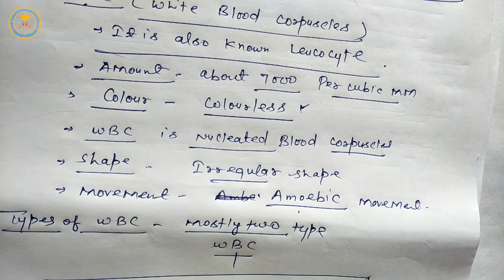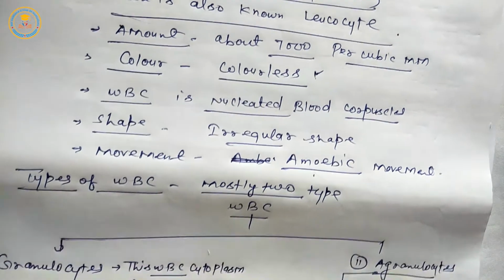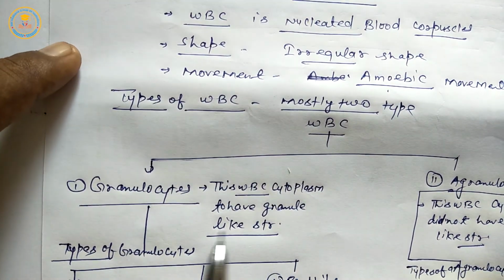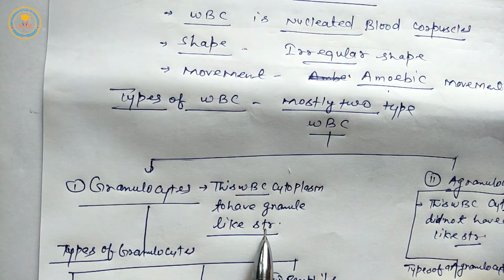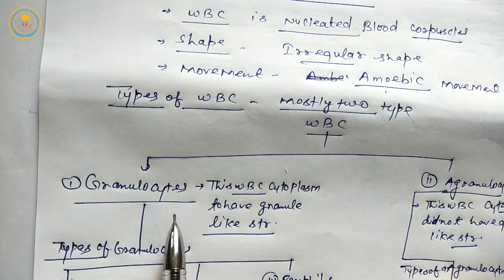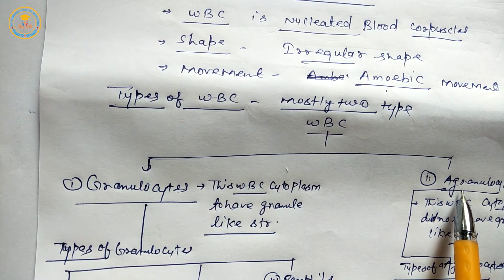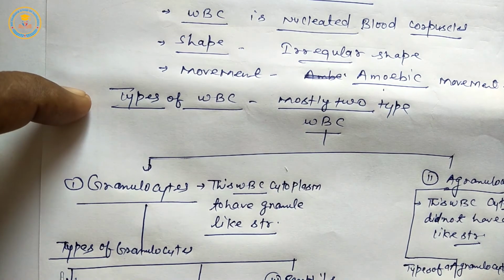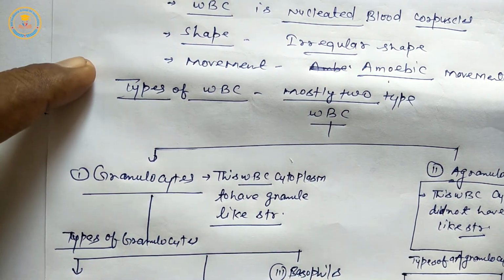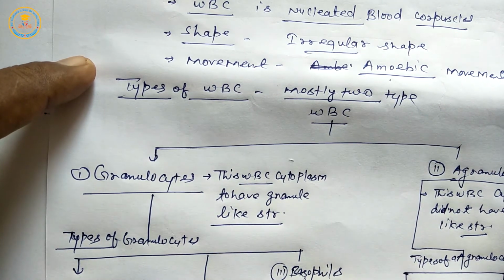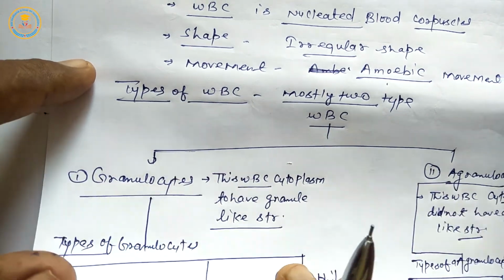Next is types of WBC, granulocytes or agranulocytes. Granulo, it means to have granules like structures in cytoplasm. If it does not have granules like structures in cytoplasm, agranulocytes. Next is types of granulocyte, mostly 3 types: neutrophils, eosinophils, basophils. Next, types of agranulocytes, it means monocytes and lymphocyte.